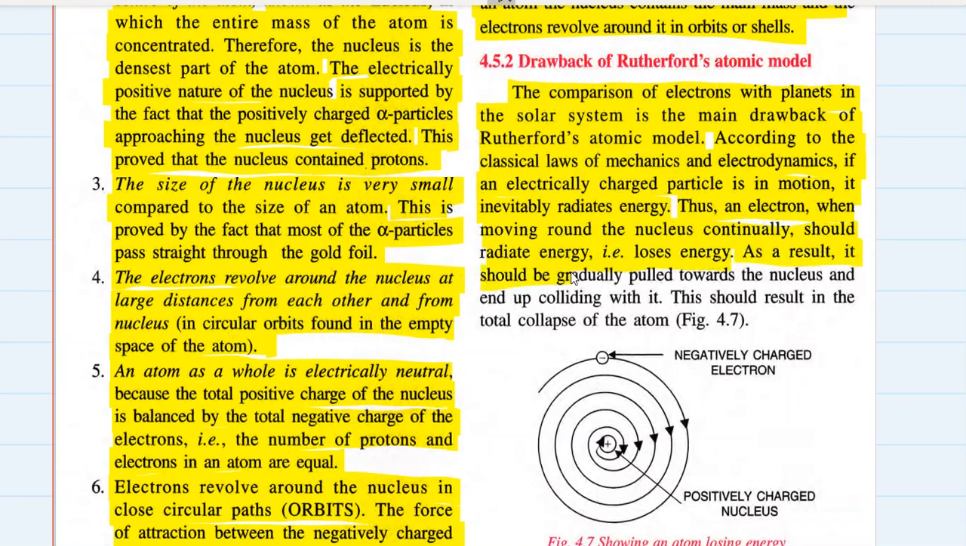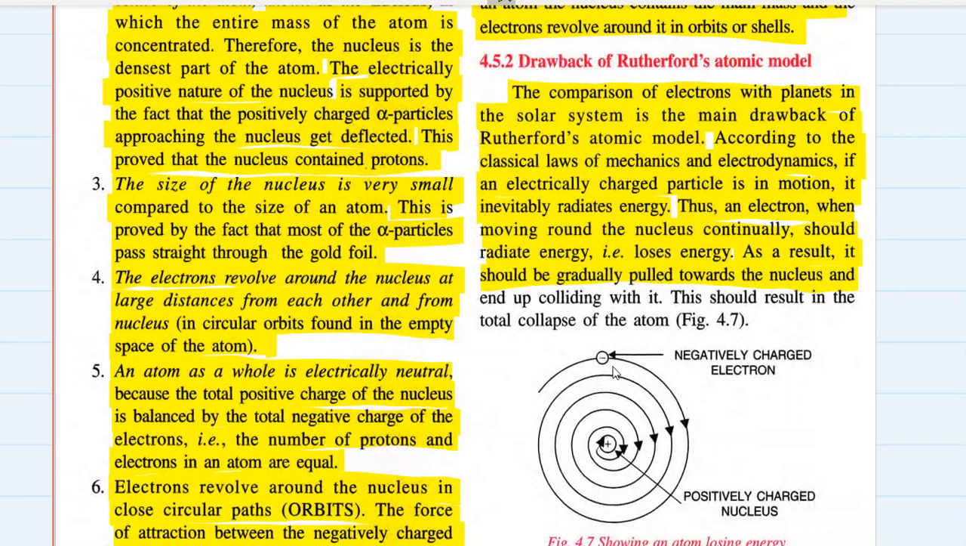As a result, it should be gradually pulled towards the nucleus, because it will lose its power of moving at a certain distance from the nucleus. So it will slowly lose energy, and it will spiral, like this spiral is shown. It will spiral towards the nucleus and it should fall inside. But that does not happen, right? What does that mean? That everything around us which is made up of atoms will collapse on its own. As soon as it is created, it will collapse, but we don't see things collapsing around us.